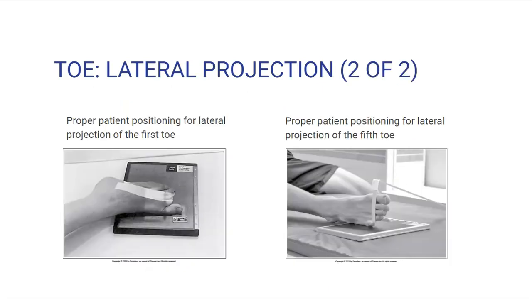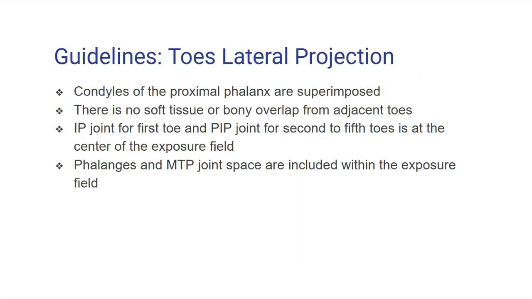Here is an example of proper patient positioning for the lateral projection. For the first digit, it should be closest to the IR, and for the fifth digit, we should rotate the foot in the opposite direction to get those toes closer to the IR. Here are those image analysis guidelines for your review.